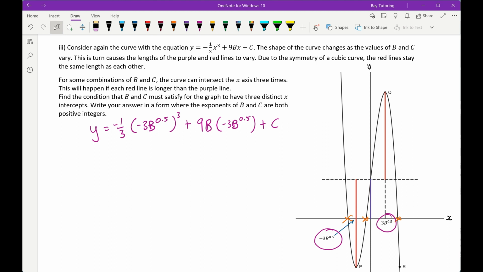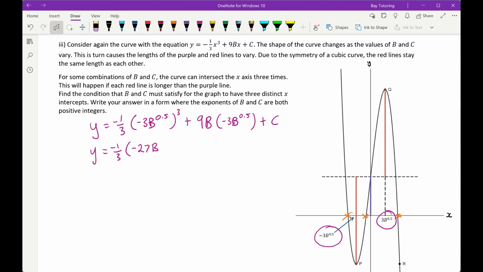Let's try and simplify this a bit. So we'll start off by expanding the brackets. The first thing to deal with on that first pair of brackets is the power, before we worry about timesing it by -1/3. So we'll cube -3 and we'll cube b to the power of 0.5. So -3 cubed is -27. And then remember, when you have a power acting on a set of brackets, you multiply the power by the powers inside. So 0.5 times 3 is 1.5.